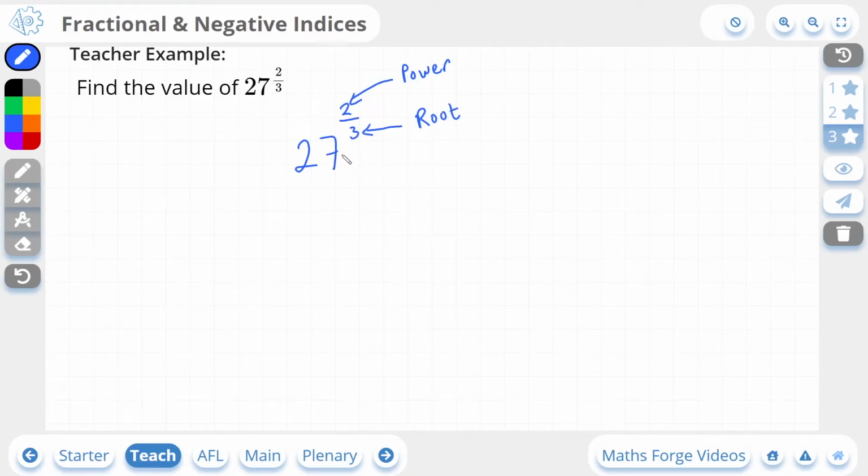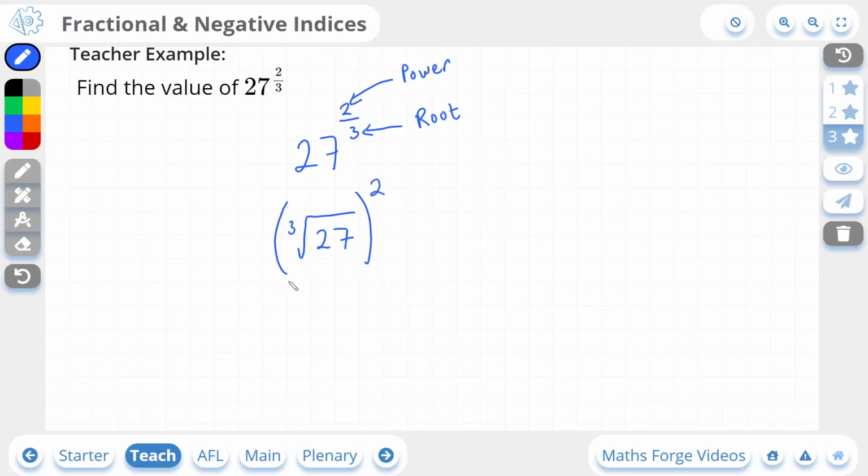Now you have the question: if the numerator acts as a regular power, so it's 27 squared, and the denominator acts as a root, so it's the cube root of 27, which one do you do first? It doesn't matter which one you do first. In fact, the one you should do first is the one that is easier to calculate for you personally. My personal approach to this specific question, rather than having to do 27 squared, so 27 times 27, is that I know the cube root of 27 is just 3. So I'm going to do the cube root of 27 first, and then follow up with the square.